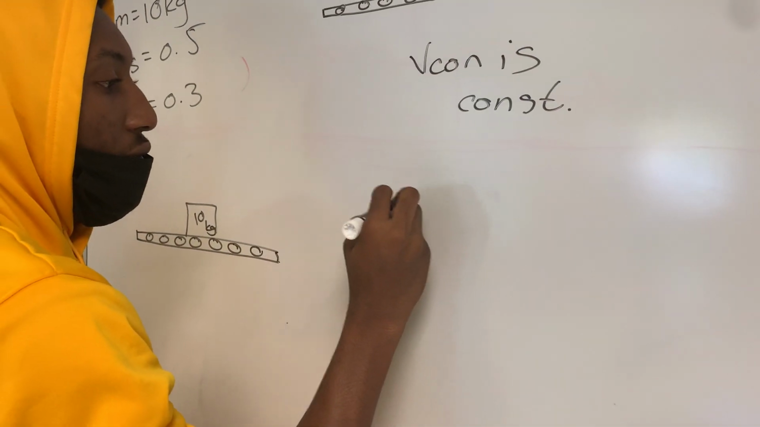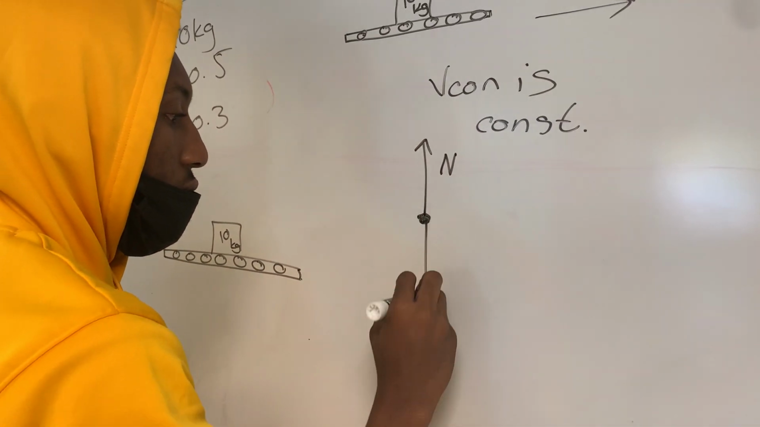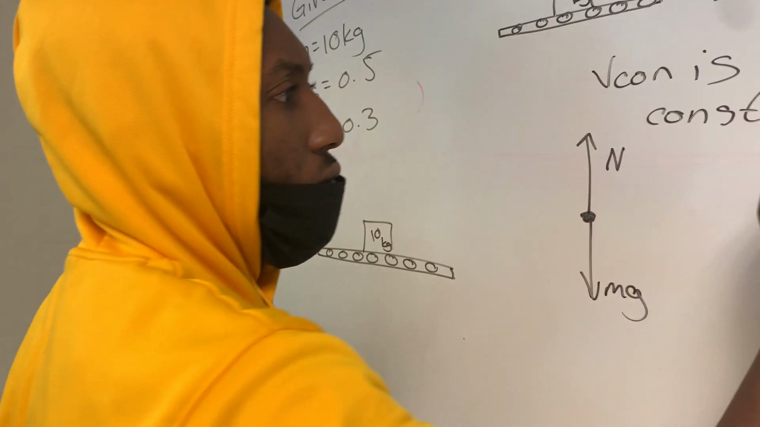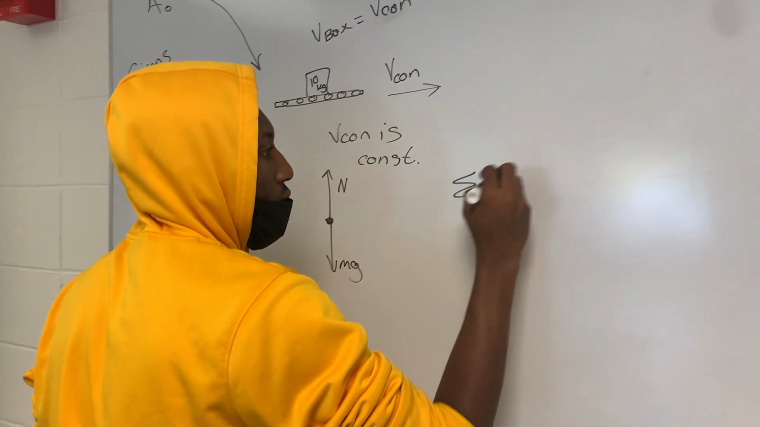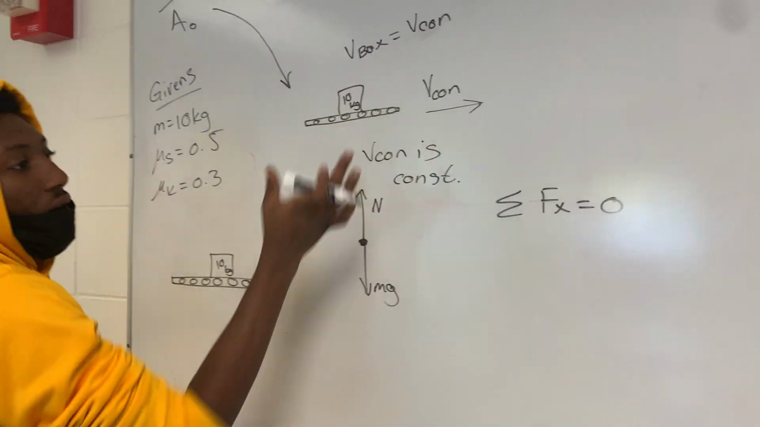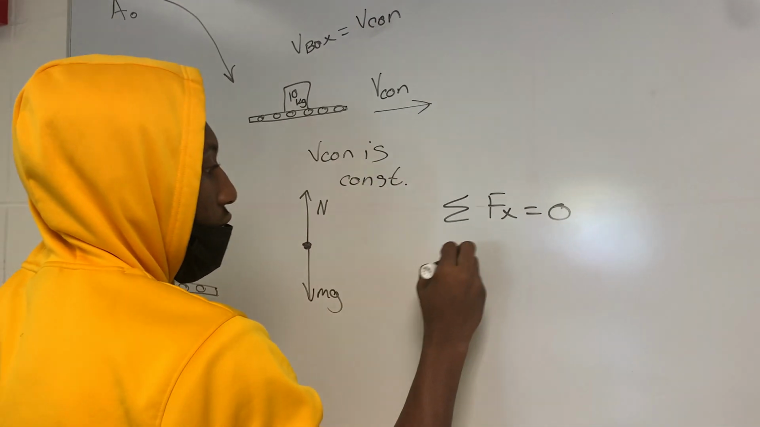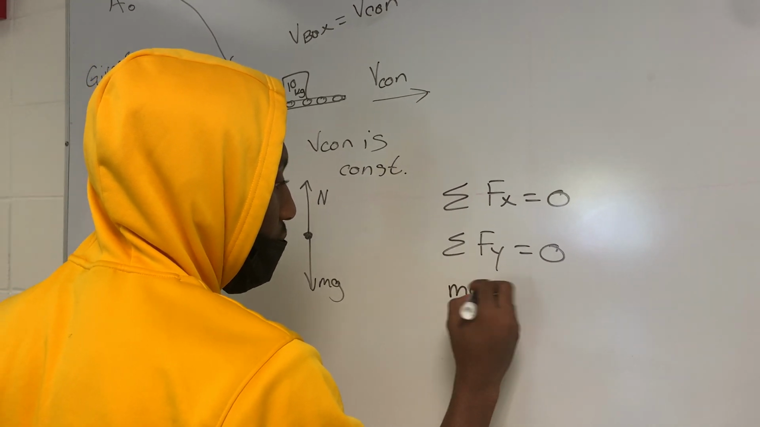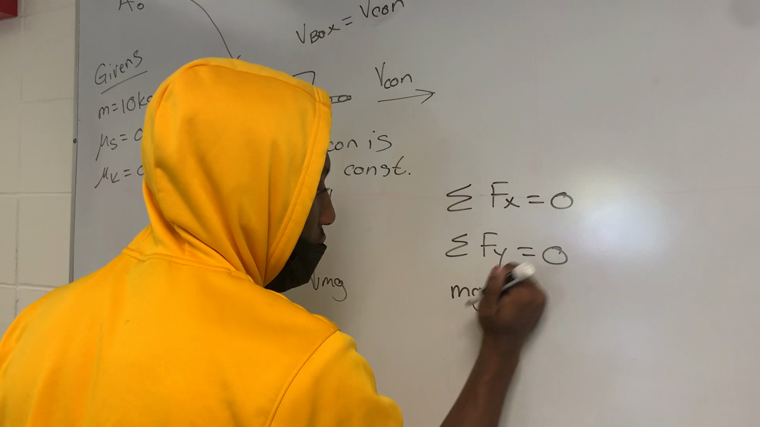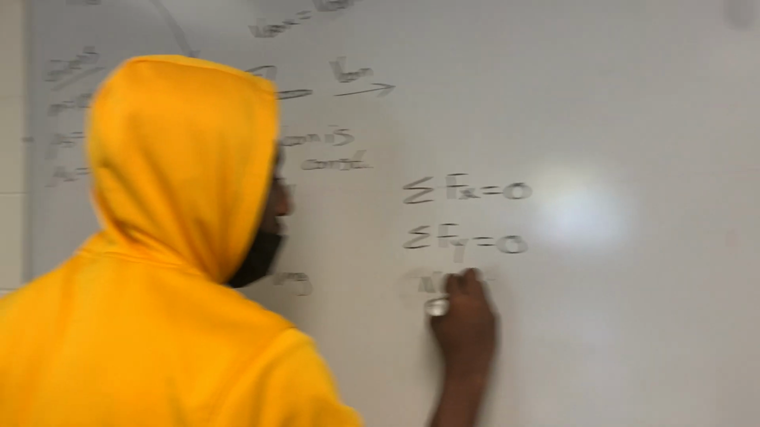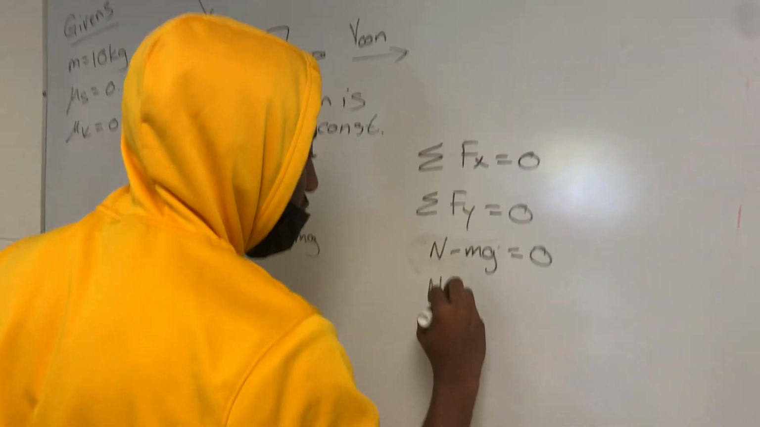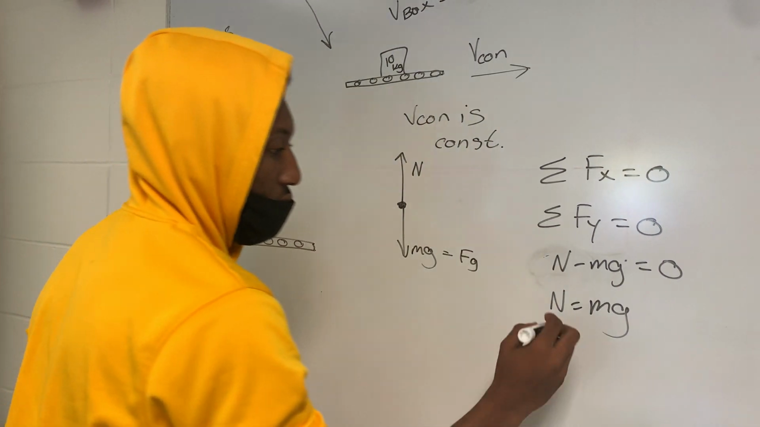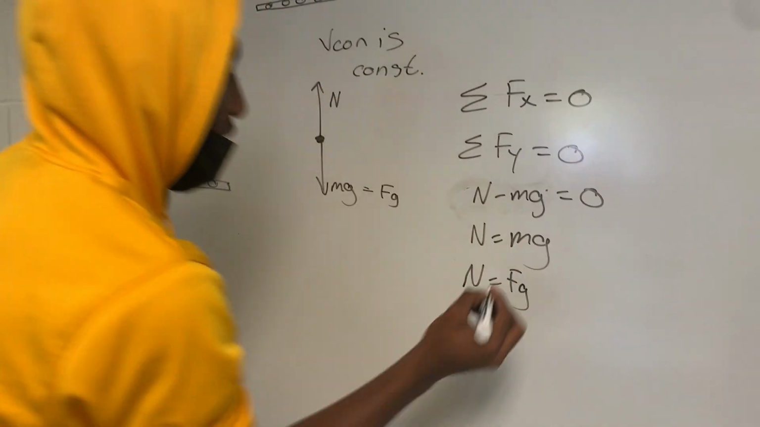So the free body diagram for that should just look like this. As I said, the forces in the X are equal to 0 because it's moving at constant speed. And also the forces in the Y are equal to 0. So we know that N minus mg is equal to 0. So normal is equal to mg, which is Fg. That's the free body diagram for the first one.